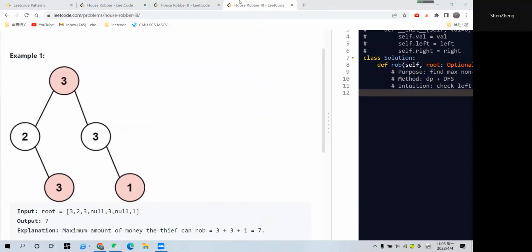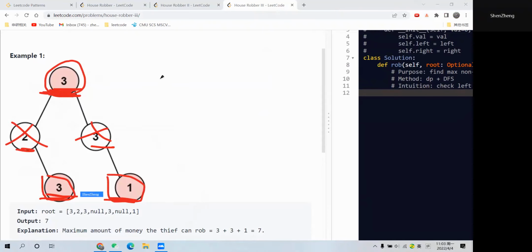In example 1, you see the root starting at this 3, right? Let me use drawing here using this red color. If we choose to rob this house, we cannot rob this house, right? Because these 2 and these 3 are the children of this root node. And now the only thing we can do is to rob the children of the children, which is this 3 and this 1. So if we choose to rob this house, we can rob these 3 houses altogether. So this will give us 3 plus 3 plus 1, which is 7.